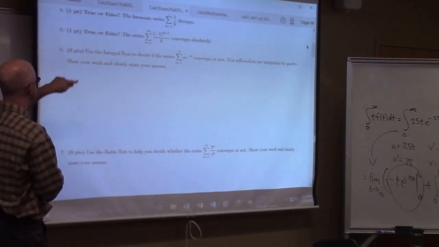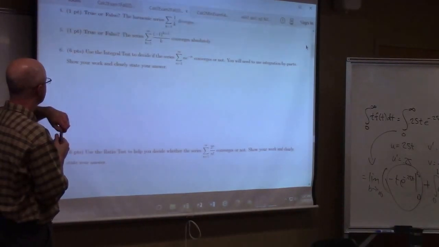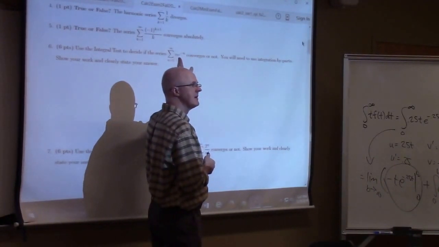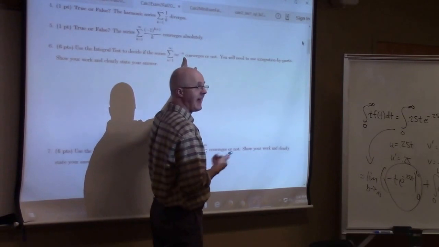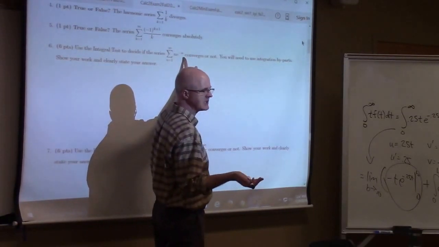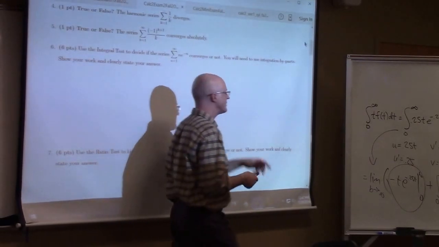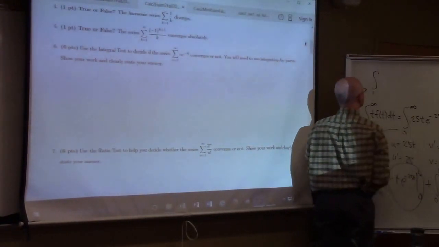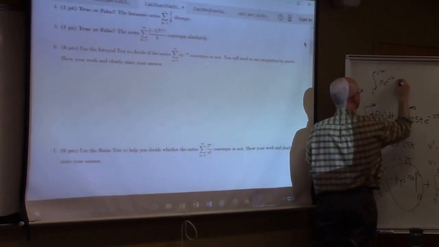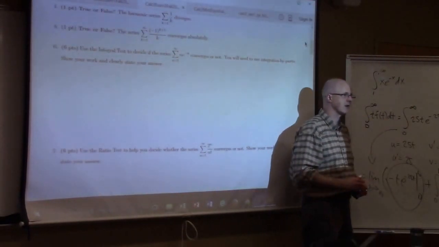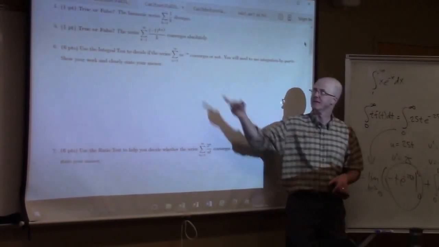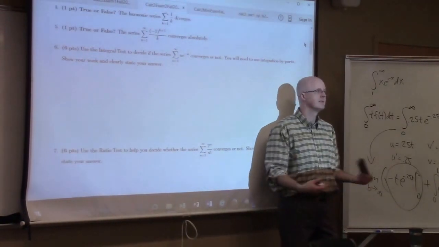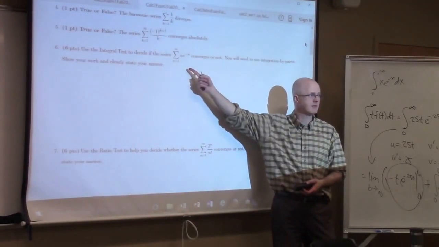All right, this problem. Use the integral test to decide if this series converges or not. You'll need to use integration by parts. Show your work clearly and clearly state your answer. Basically, you want to take this function that you're adding up for integer values of n and make the n an x and think of it as a real quantity. You don't have to change it to an x, but people typically do. And do the corresponding improper integral and see if this converges or not. If it does converge, the integral test says the series converges. If this integral diverges, the integral test says the series diverges as well.